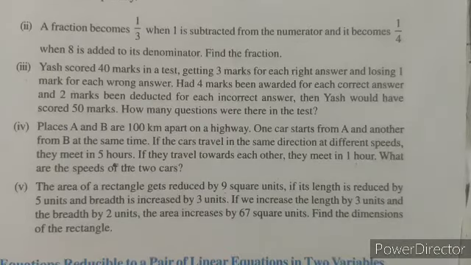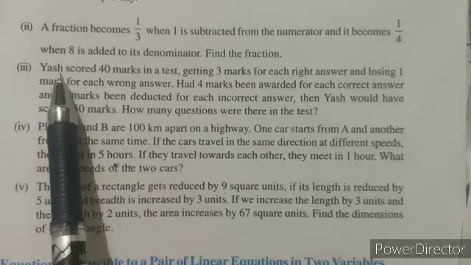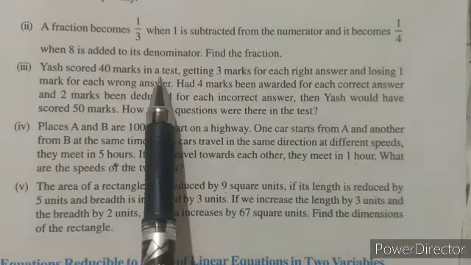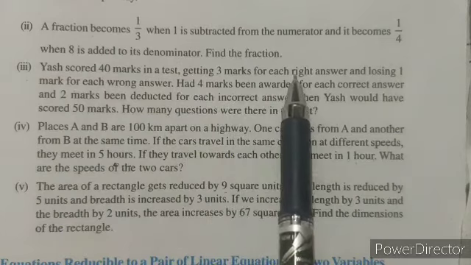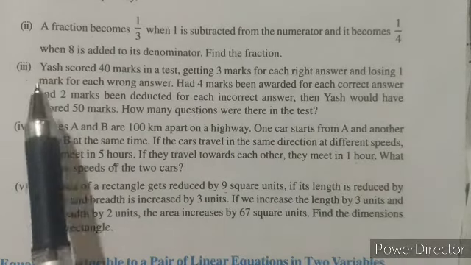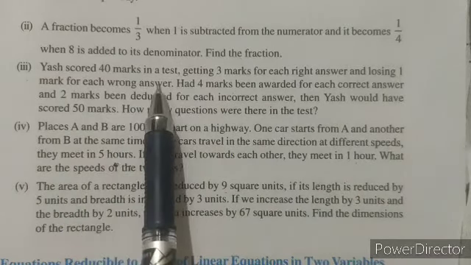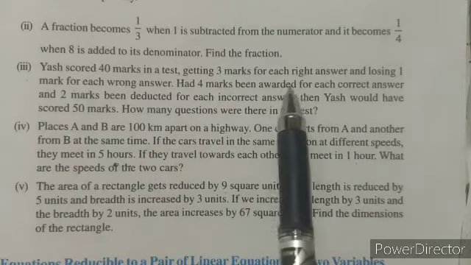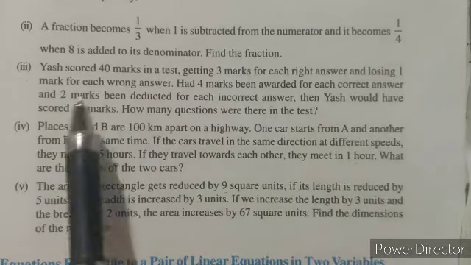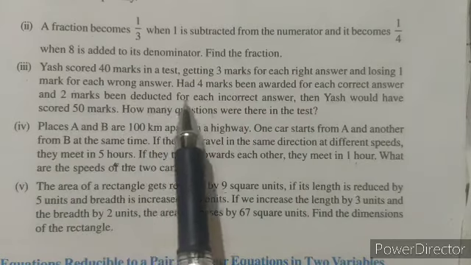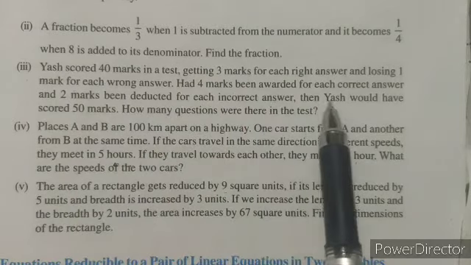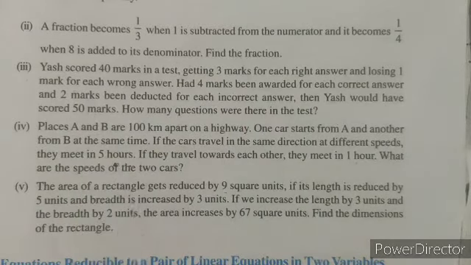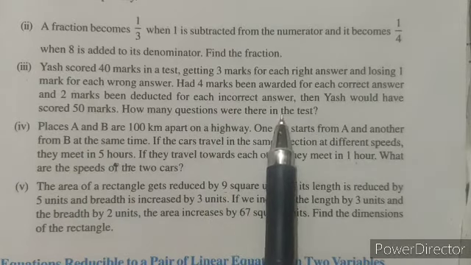In question number, in part third, Yes scored 40 marks in a test, getting 3 marks for each right answer and losing 1 mark for each wrong answer. Had 4 marks been awarded for each correct answer and 2 marks been deducted for each incorrect answer, then Yes would have scored 50 marks. Now, how many questions were there in the test?